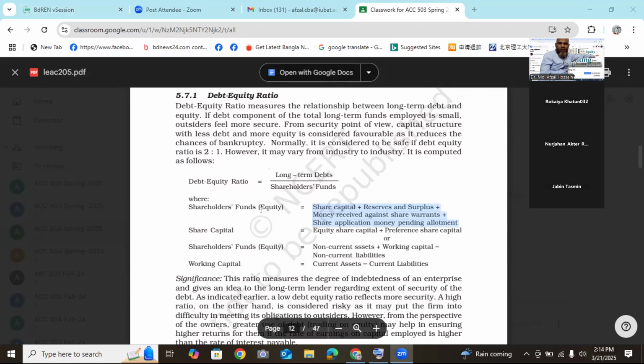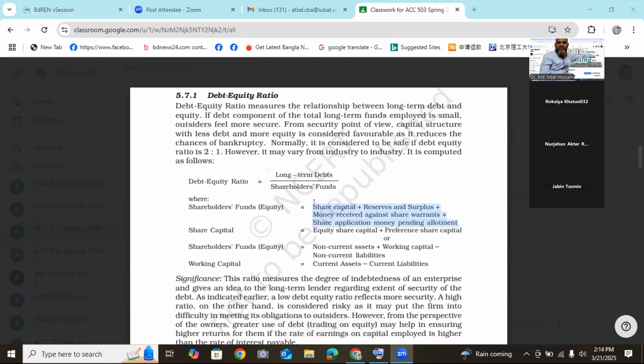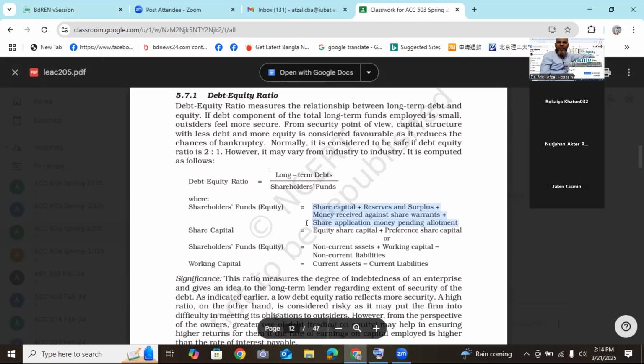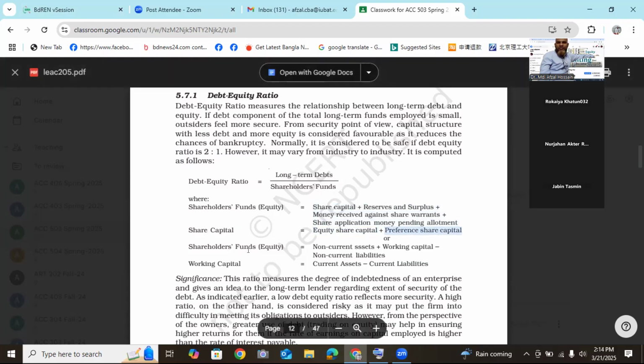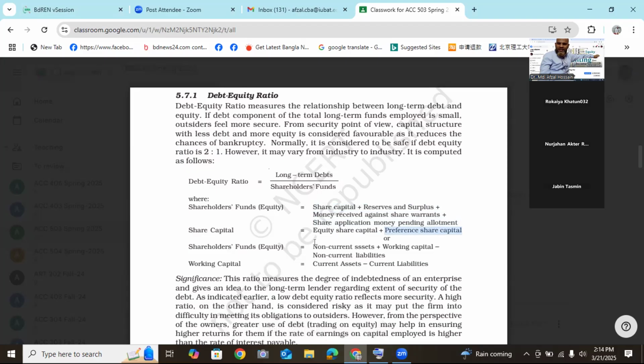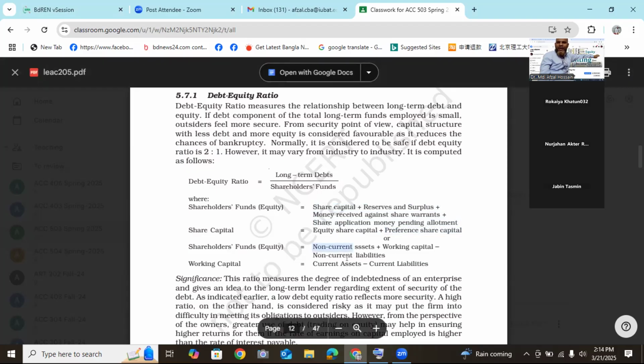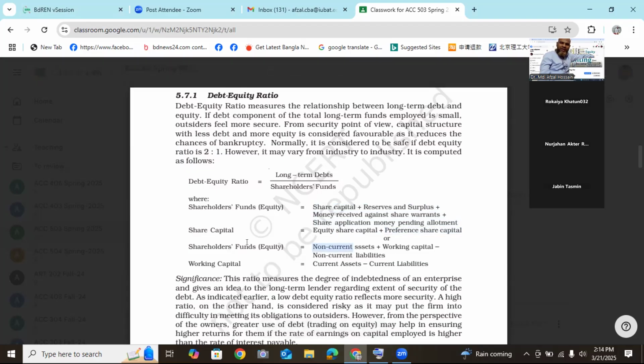Okay. So shareholder funds, these are the components of shareholder funds. And what is share capital? Share capital equals equity capital and preferential capital. Or shareholder funds equals non-current asset plus working capital minus non-current liability. You can determine shareholder funds in this way also.